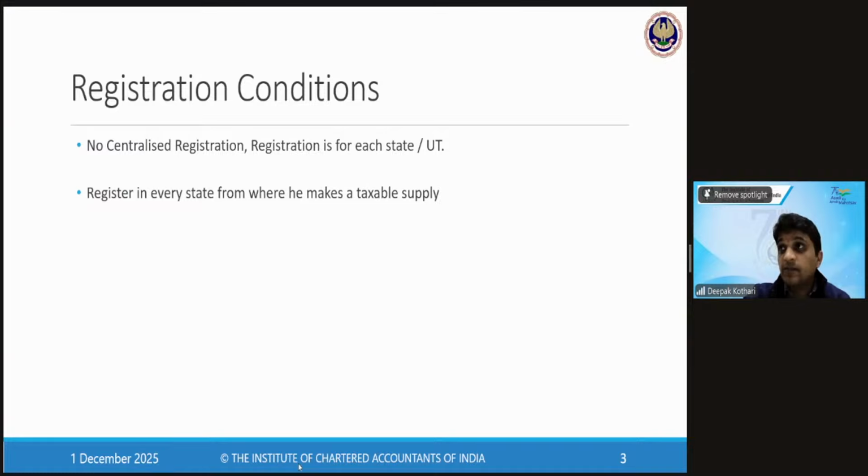Like in our example, from Hyderabad I'm selling, so I will take the registration there. But Jammu and Kashmir, I'm supplying it from Bangalore to Jammu and Kashmir. So I don't have to take registration in every state where my customer is located, where my goods are moving. Wherever goods are moving, it can move with tax, right? Because you will be charging IGST, that is sufficient. You do not have to take registration in every place.